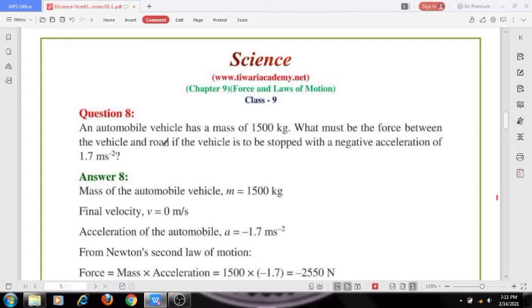Now we will learn how to solve this problem. As I gave the instruction earlier, whenever you are solving any problem, the first and foremost thing is to identify the data given in the question. Look at the question once again. An automobile vehicle has a mass of 1500 kg. So the mass of the vehicle is 1500 kg. You have to underline the given data in the question itself.